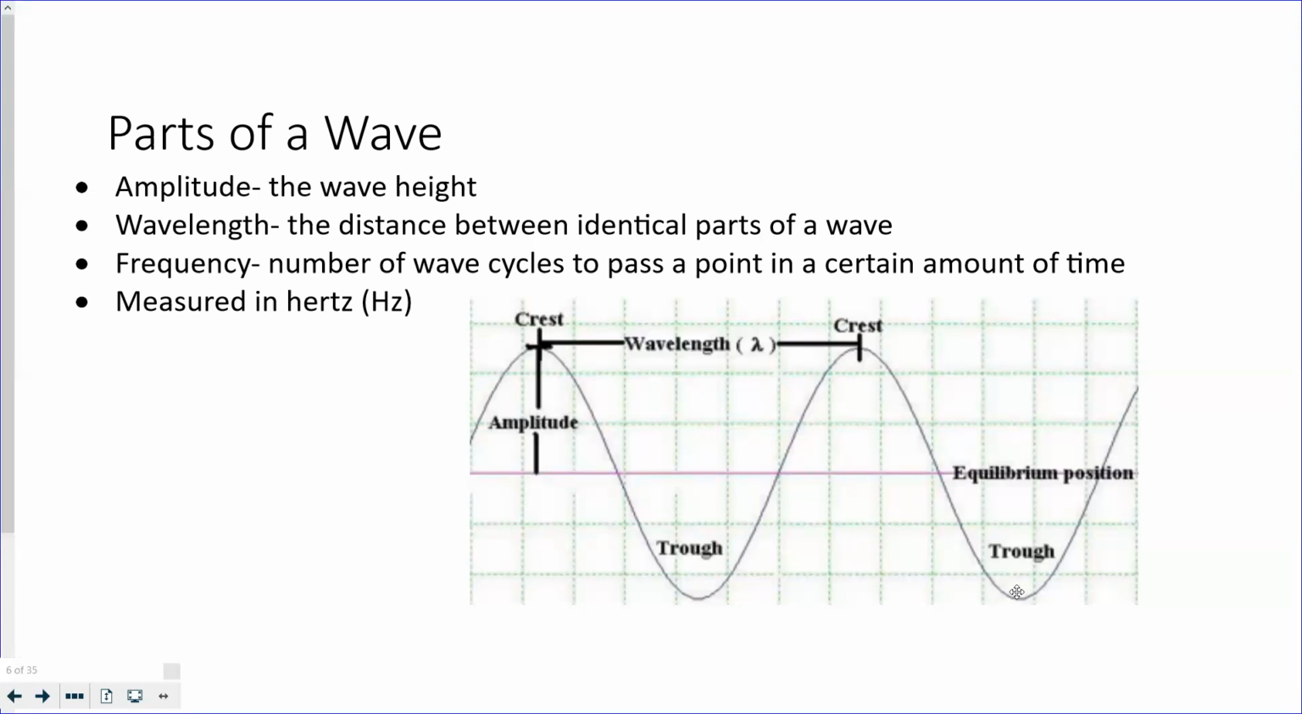With waves, we also look at frequency. This is the number of wave cycles to pass a point in a certain amount of time. So if we were sitting still and counting the number of waves that pass us in a minute or something like that, that would be the frequency. And frequency is measured in hertz for us. We are not going to have to calculate wavelength and frequency, but we'll look at knowing what things have a larger frequency versus a larger wavelength and how these are compared.